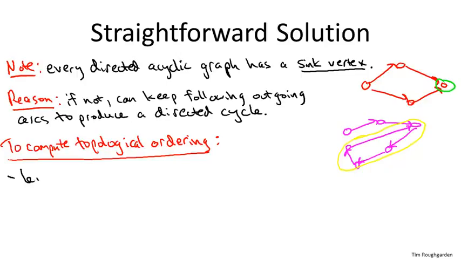So how would this work in the example on the right? Well, in the first iteration, or the first outermost recursive call, the only sink vertex is this rightmost one circled in green.